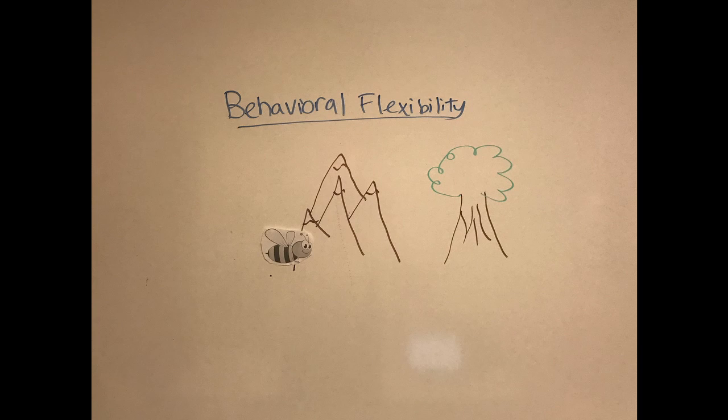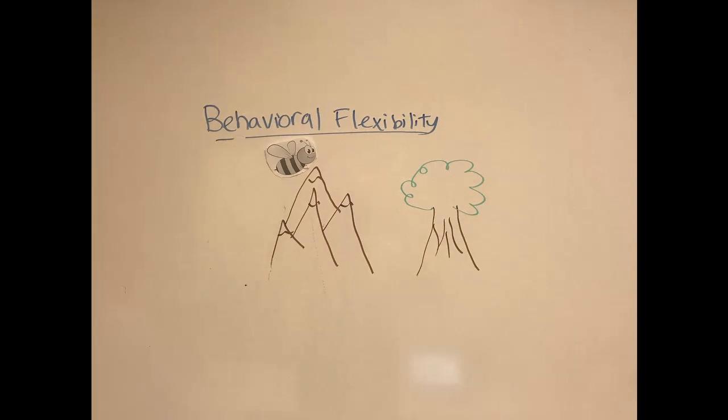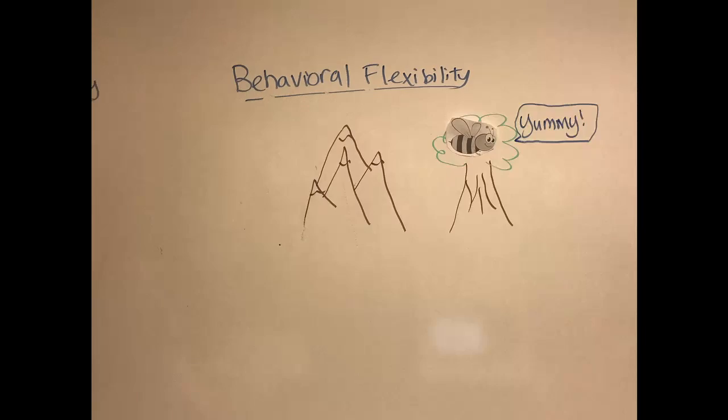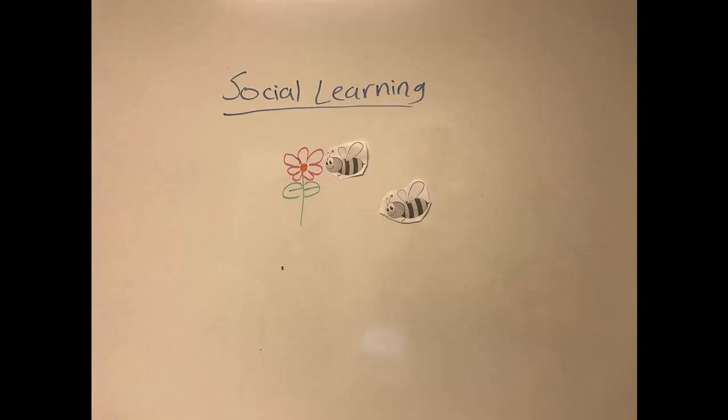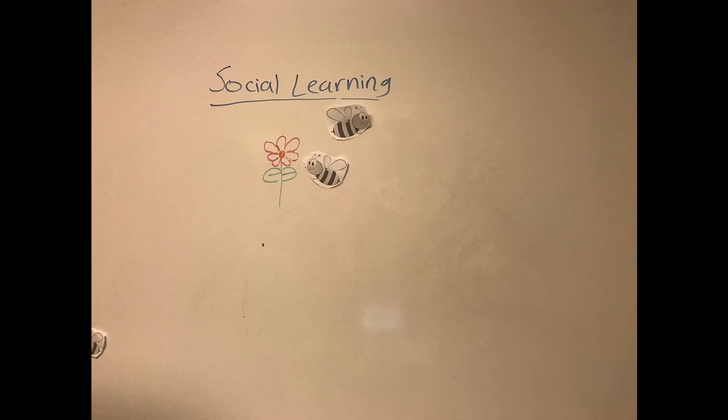Behavioral flexibility is the ability of an organism to adapt new behaviors in response to changes in the environment. Social learning is a type of learning that involves observing, imitating, or modeling another individual's behavior.